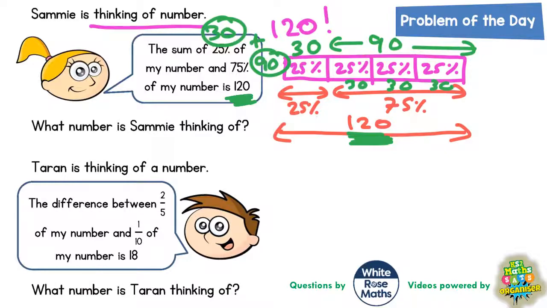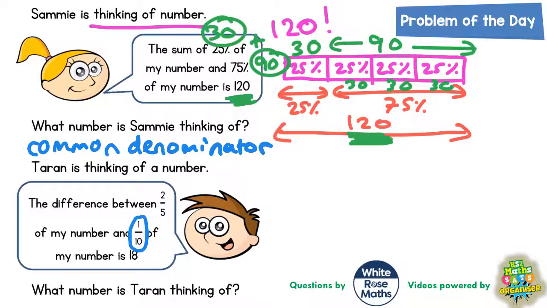The second part to the question is Taryn is thinking of a number. The difference between 2/5 of the number and 1/10 of the number is 18. What number is Taryn thinking of? Well, the first thing is that we need to find a common denominator for 2/5 and 1/10. Well, the common denominator for 5 and 10 would be tenths, to turn them both into tenths. Well, 1/10 can stay as it is, and 2/5, if we just double both numbers, we'll get an equivalent fraction of 4/10, because double the 2 is 4, double the 5 is 10.